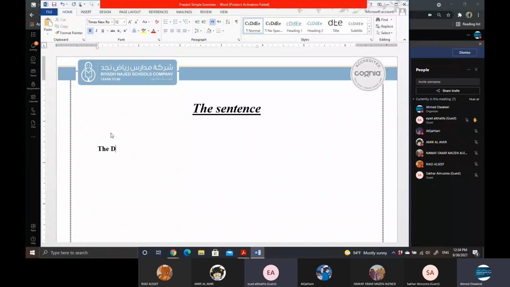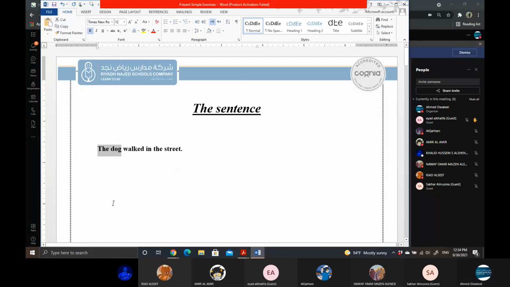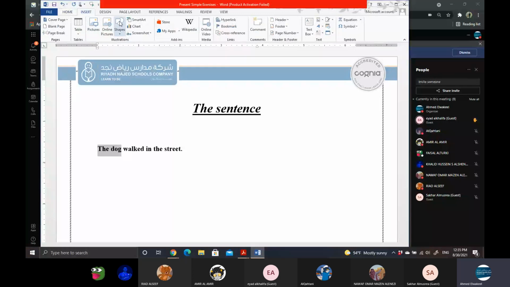The dog, walked, in the street. As you can see in this sentence, the dog is considered to be what? What is he doing in the sentence? Walk. Yes, but we call the dog what?